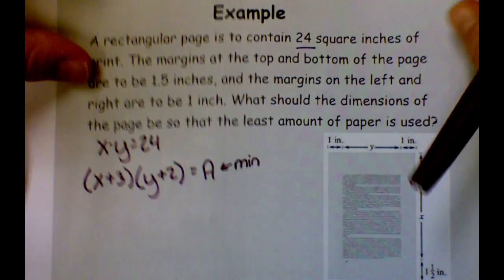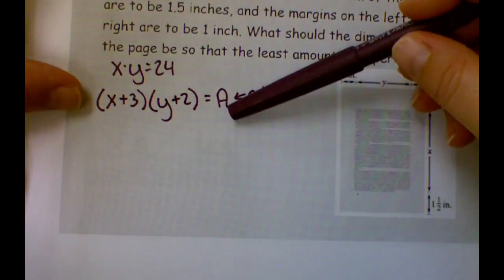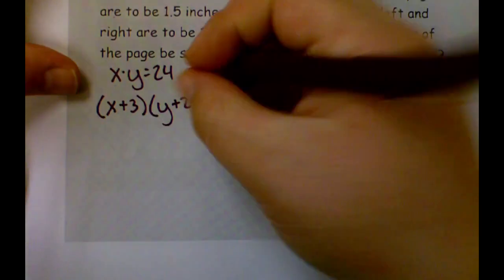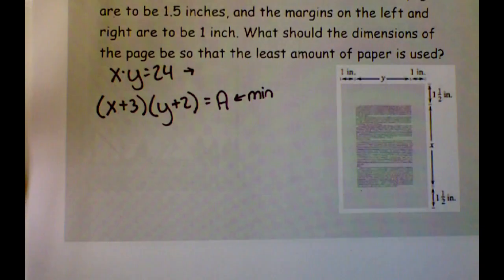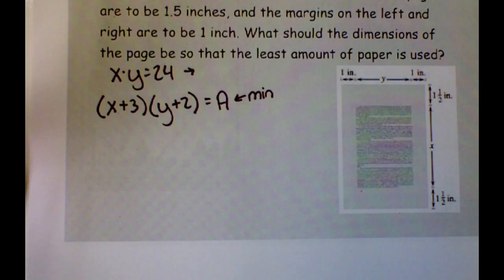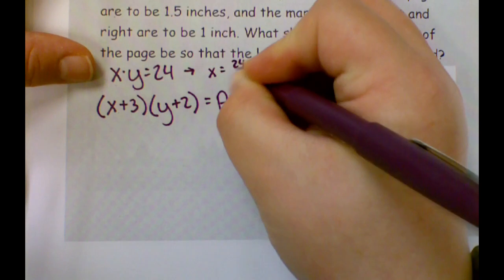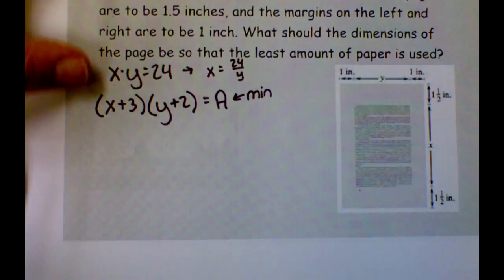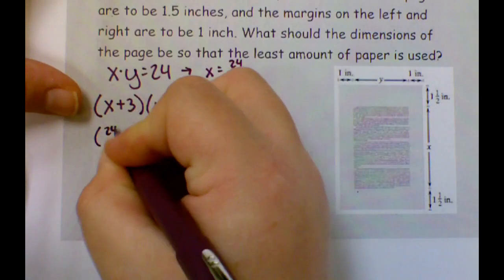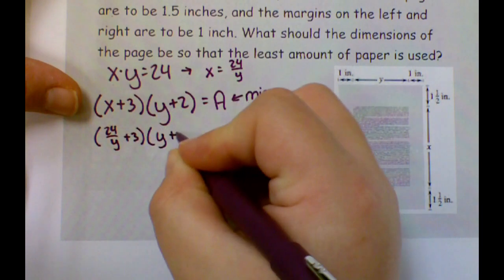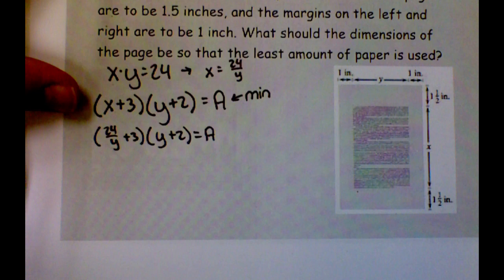Well, now I have enough information. I can rewrite my area formula in terms of one variable using this top function. And you get to choose, do you want to do x or y? I personally am going to choose to solve for x. X equals 24 over y. So then I plug that in down here. 24 over y plus 3 times y plus 2 equals my area.